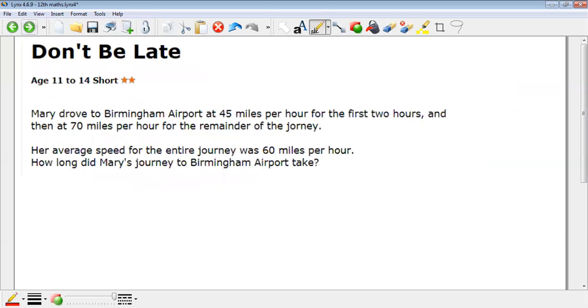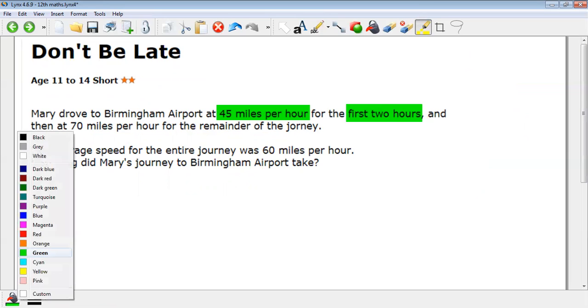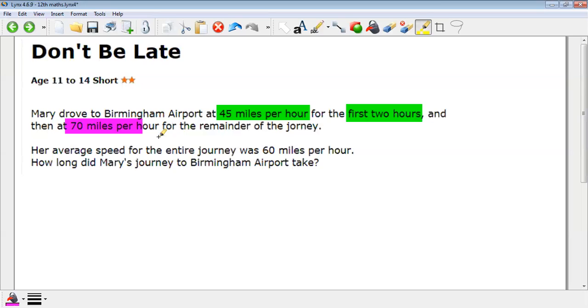Next one. Don't be late. So this was the trickiest of them all, I would imagine. So Mary drove to Birmingham Airport at 45 miles an hour. That's going to be important for the first 2 hours. And then at 70 miles per hour, the remainder of the journey.